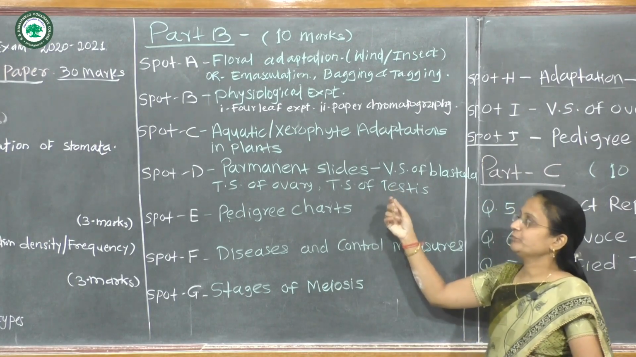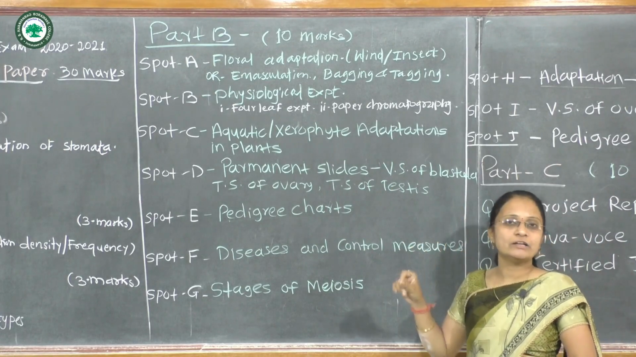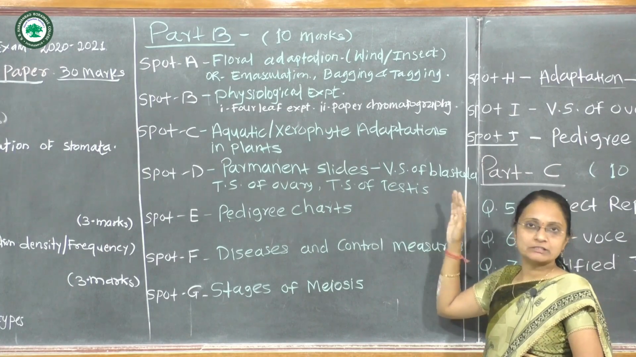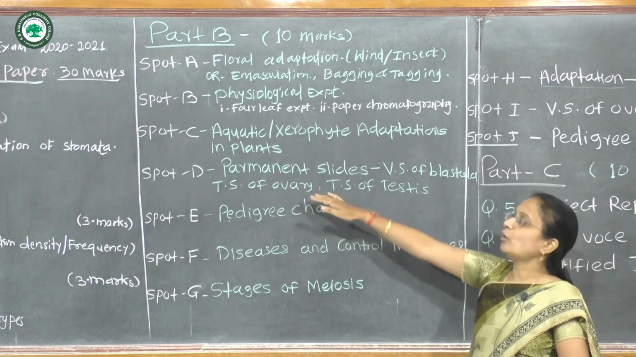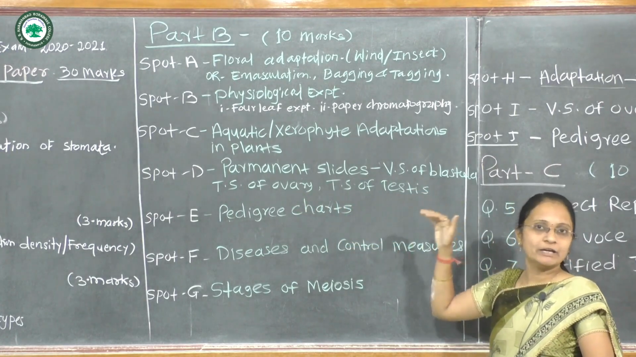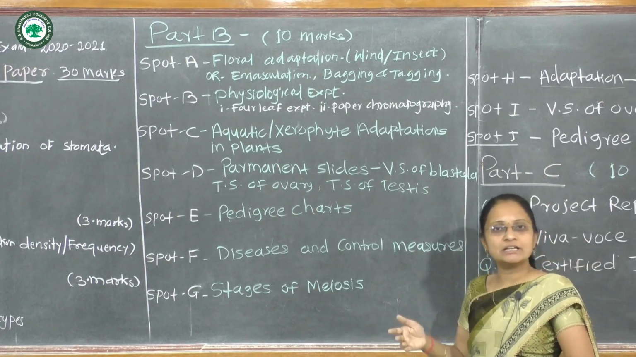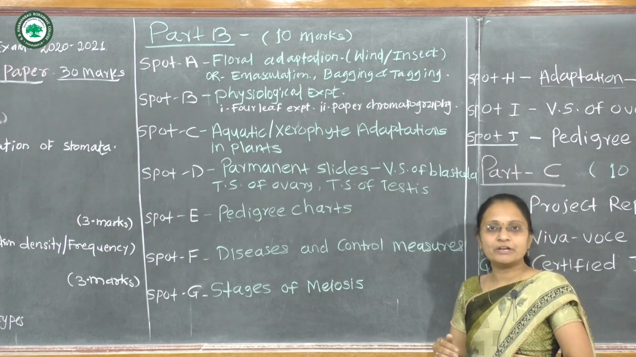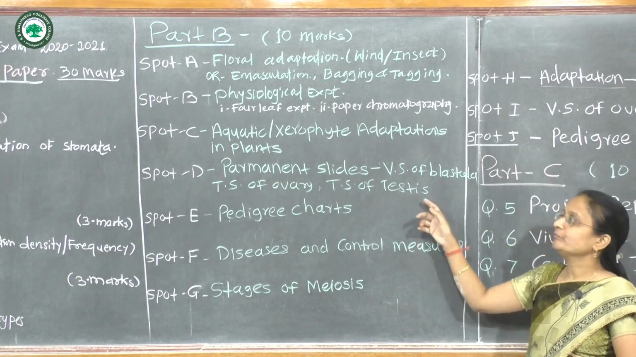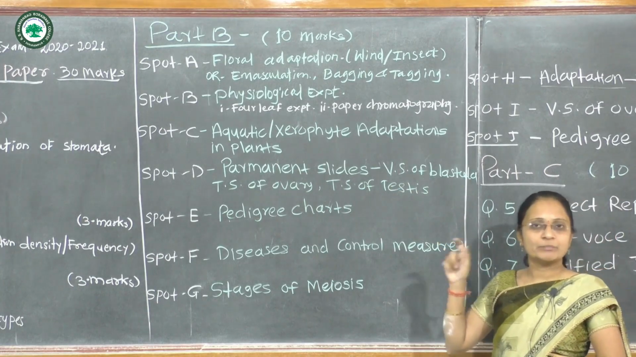Then spot D is based on the chapter on reproduction in lower and higher animals. Here there is the TS of the testis, TS of the ovary, as well as the VS of the blastula. The ovary belongs to the female reproductive system, and the testis belongs to the male reproductive system. The VS of the blastula shows the stages of development that take place after fertilization. These stages of development will be explained here, and these permanent slides are observed under the microscope.